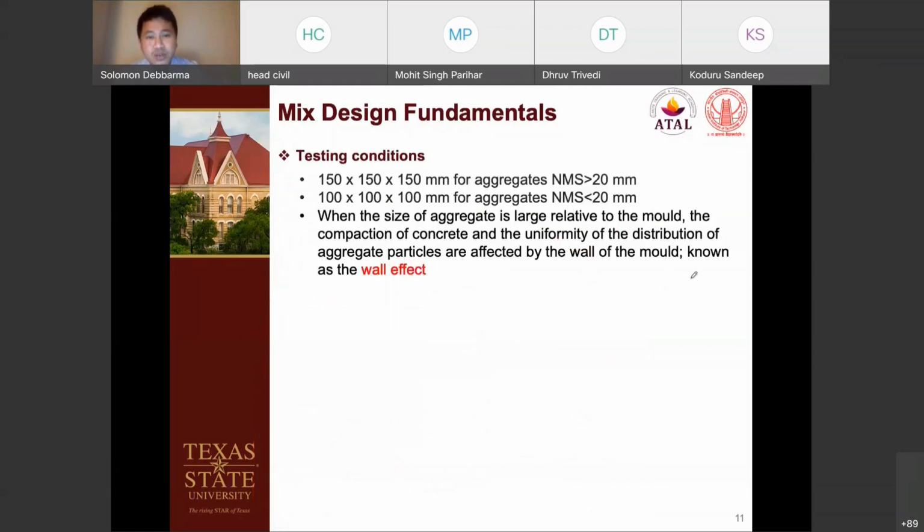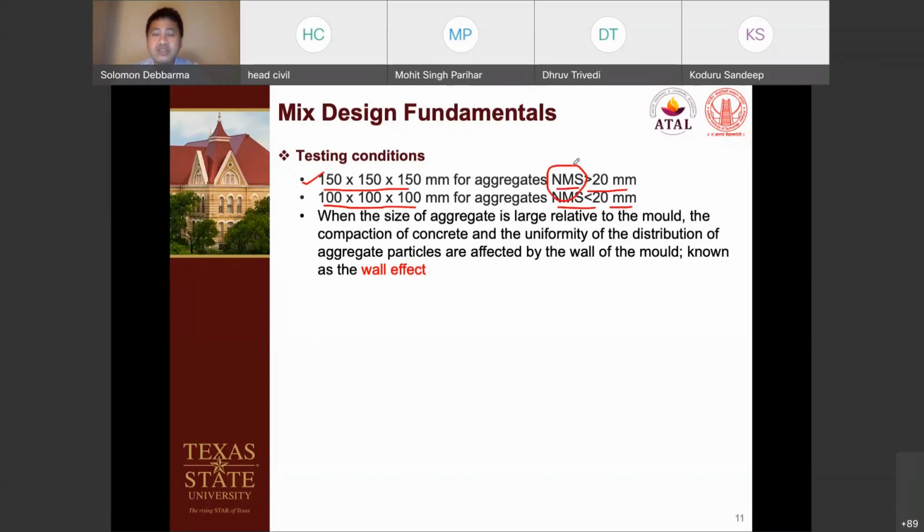Some other fundamentals: as per our Indian standards, we either go for 150 by 150 by 150 mm cubes for aggregates with NMS, which is the nominal maximum size of aggregate, greater than 20 mm. And if it is 100 by 100 by 100, we need to go for a nominal maximum size lesser than 20 mm. So what is this nominal maximum size aggregate? What is the difference between the maximum size and the nominal maximum size aggregate?